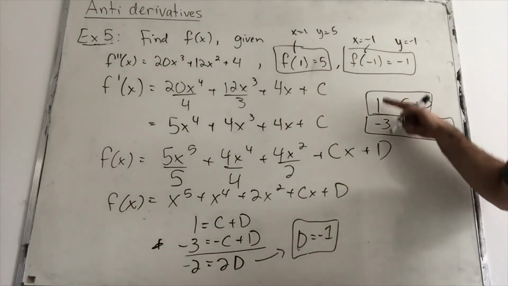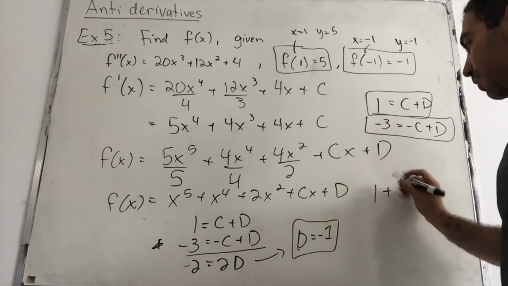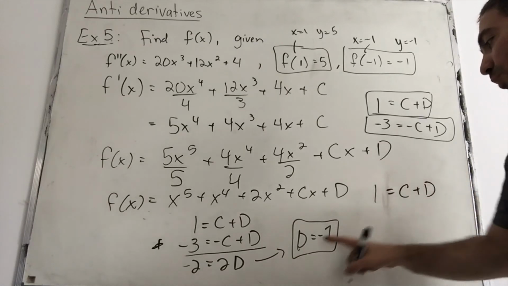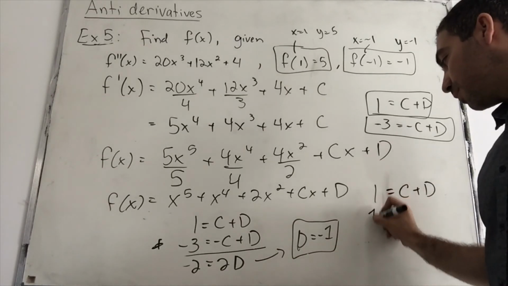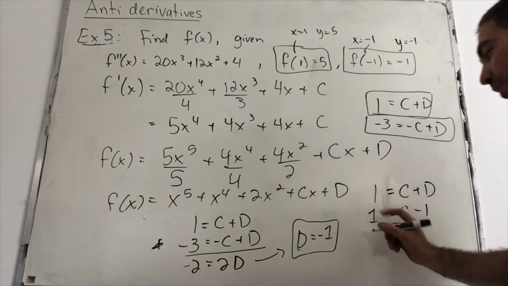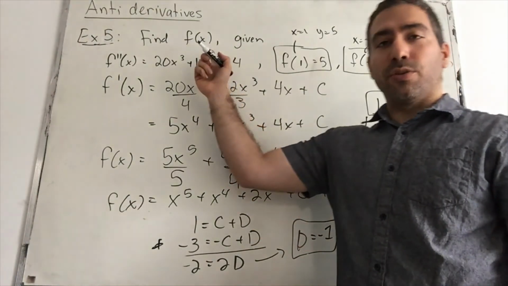How? Go back to any of the first two equations and solve for the missing variable. So let's use the equation 1 equals c plus d. We now know that d is equal to negative 1. Let's substitute that. So 1 equals c minus 1. Bringing the negative 1 over, it becomes 2. So c equals 2. And now we found the original function.